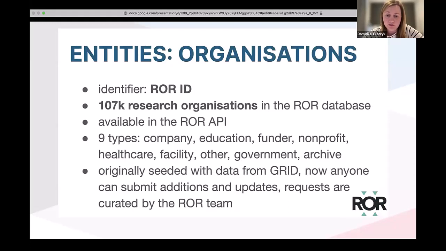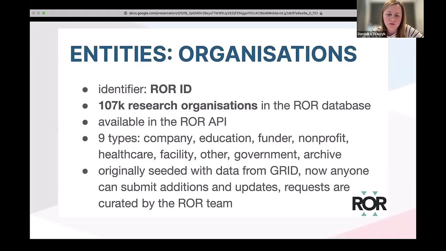And speaking of organizations, they are also an important entity type in the Research Nexus. Organizations can appear in many different contexts. For example, a researcher may be affiliated with an organization, research may be supported by an organization, content may be archived by an organization. The persistent identifier for an organization is called a ROR ID. It is assigned by the Research Organization Registry, ROR for short. There are currently 107,000 organizations in the ROR database. The records are available through the ROR API.